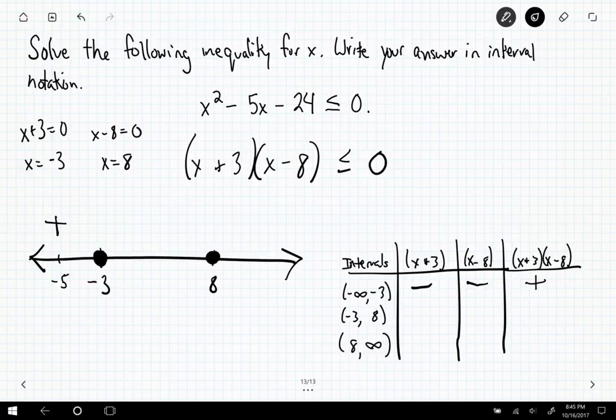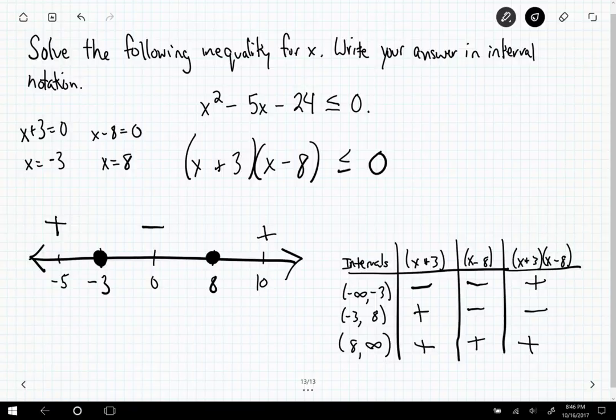Okay. In our next one, we want to pick a number between negative 3 and 8. The easiest number to work with in that case is 0. So we're going to plug 0 into each part. When you plug 0 into x plus 3, you get 0 plus 3, which is 3, so that's positive. When you plug 0 into 0 minus 8, you get negative 8, which is negative. A positive times a negative makes a negative, and so that whole quantity is negative, and so we'll list it that way. Last but not least, pick a number greater than 8. Let's do 10, just for kicks. 10 plus 3, that's going to be a positive number. And then 10 minus 8, that's going to be a positive number as well. So positive times a positive makes a positive.